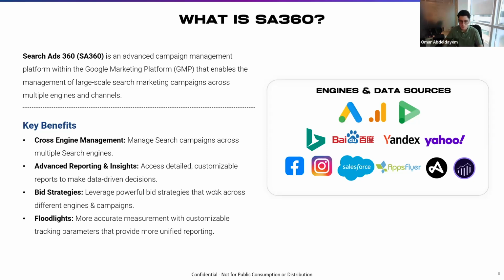And what today's session is going to be focused on, of course, we can also leverage very powerful bid strategies that also work across different engines and campaign types that exist within Google. And then the last one, of course, is Floodlights, which is more of a GMP feature as a whole, which is a type of conversion tag that allows for more accurate measurement with also customizable tracking parameters that can provide really unified reporting. And I'll go into this one today in a little bit more detail.